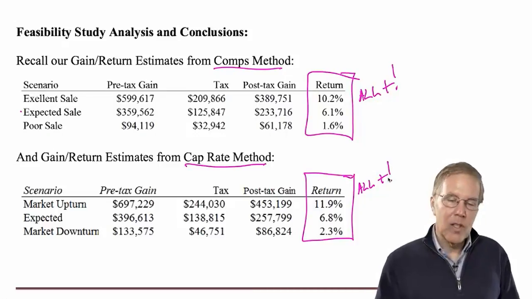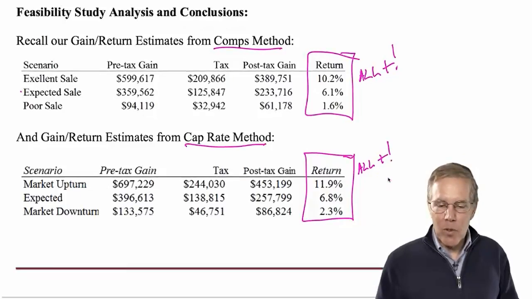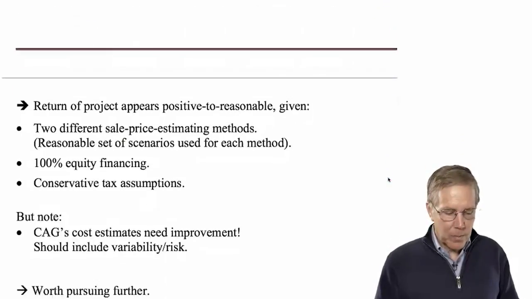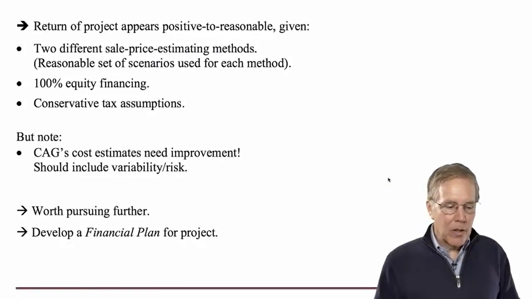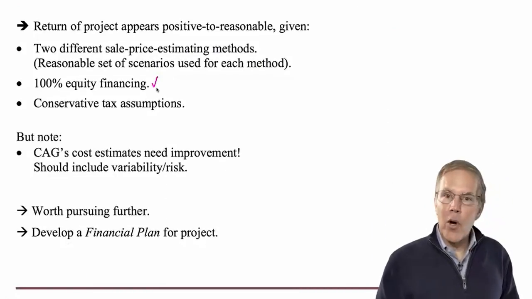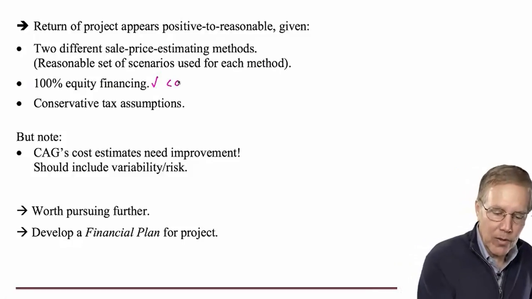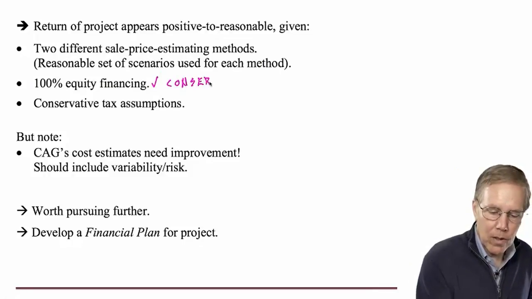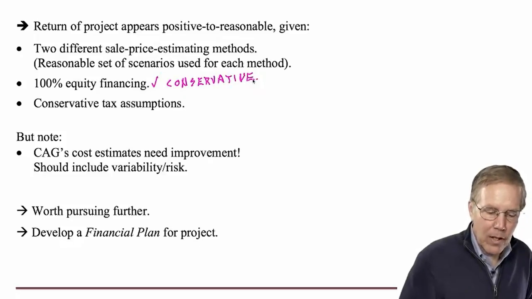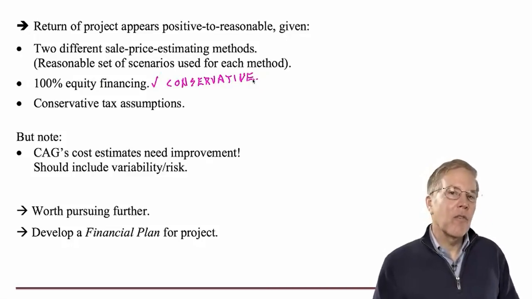So they're going to get a return if things work out as expected, even if market conditions aren't as great as they think. If market conditions are better than they think, they get a 10-11% return in a year. And remember, again, this is all no borrowing, 100% equity financing, which is always conservative. And also our tax assumptions were pretty conservative. If we got together with a real estate tax professional, we could maybe do a little bit better on taxes.